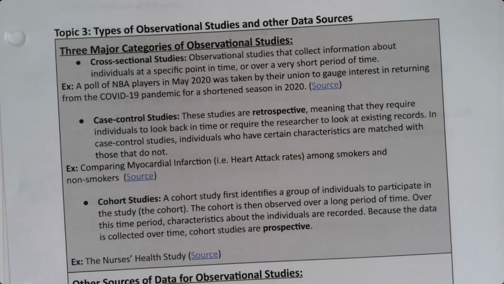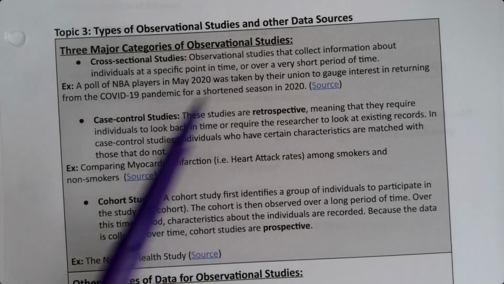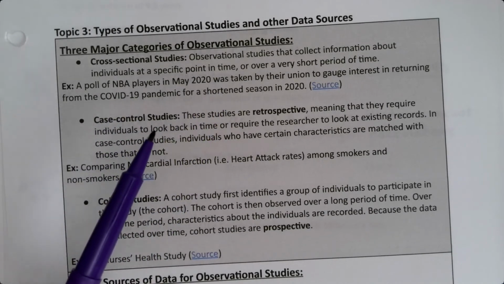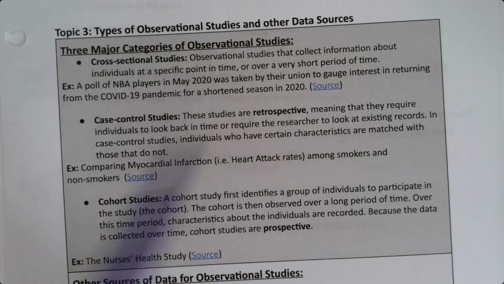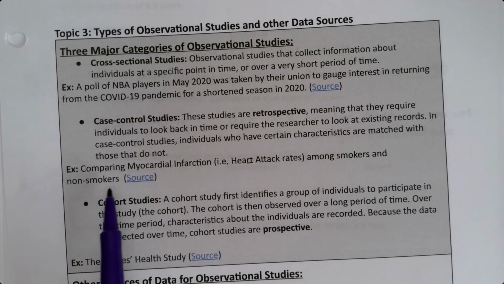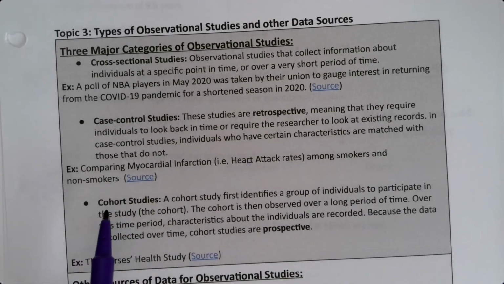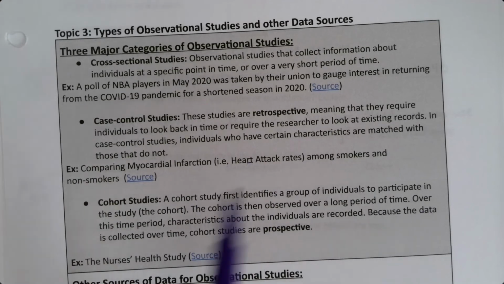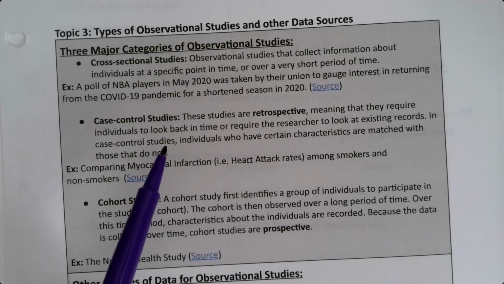Cross-sectional studies are observational studies that collect information about individuals at a specific point in time. Case control studies are a little weird. They're retrospective. They require you to either look back in time or at existing records, and they generally match up people. I look at the records of people that have had heart attacks versus the people that have not had heart attacks, or I look at the records of smokers versus the records of non-smokers, that kind of thing. So we don't really have that here because we don't have pennies versus quarters. We just have pennies, right? So that's not quite going to work for us.